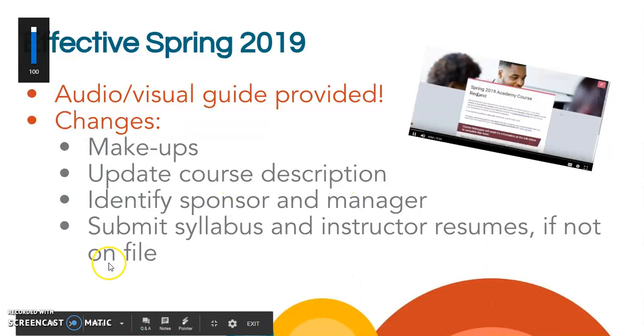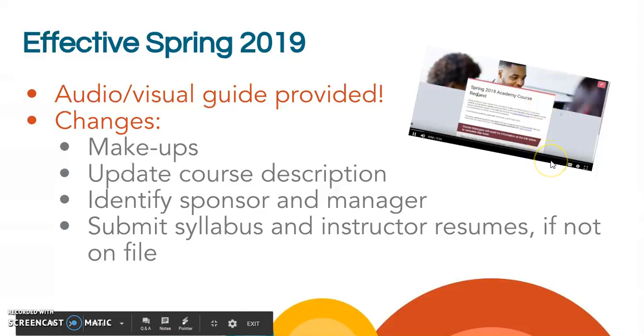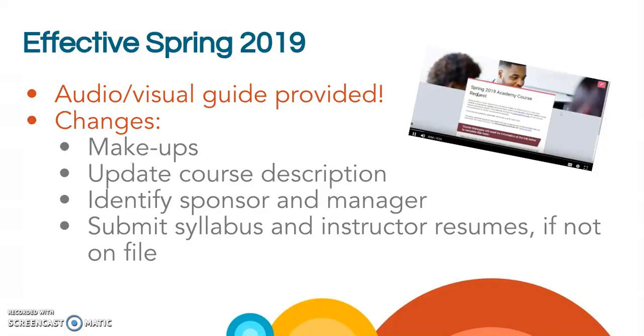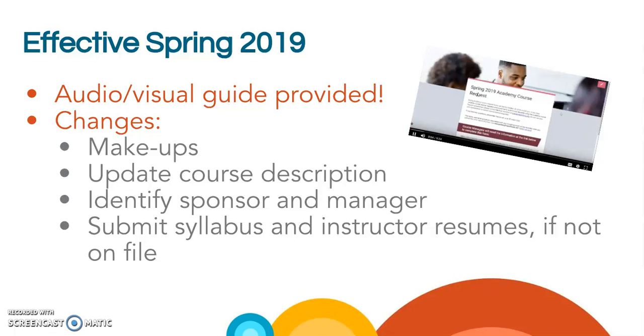And effective this spring, we're almost at the end of our presentation. Our Academy team has created an audio-visual guide very similar to this one to guide you through the Academy course request. Each section will have a visual as to how to go about filling out the fields. Some notable changes are makeup dates. We're asking you to provide one inclement weather makeup date if it's a 1 credit class. If it's a 2 credit academy course, then you have to account for 2 additional dates, 3 credit, 3 additional dates.